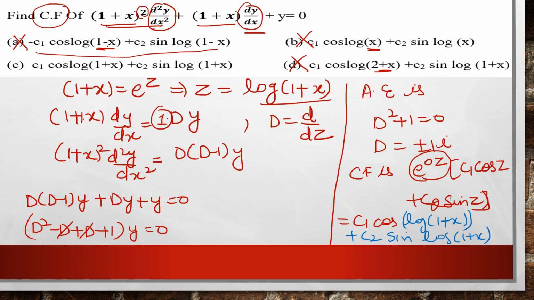That means which option is correct? This one. And you may have sine here and cos there, but we don't have any problem with the constants, because you may have c2 along with sine and c1 along with cos. That is not a problem, because we can name the constants anything.